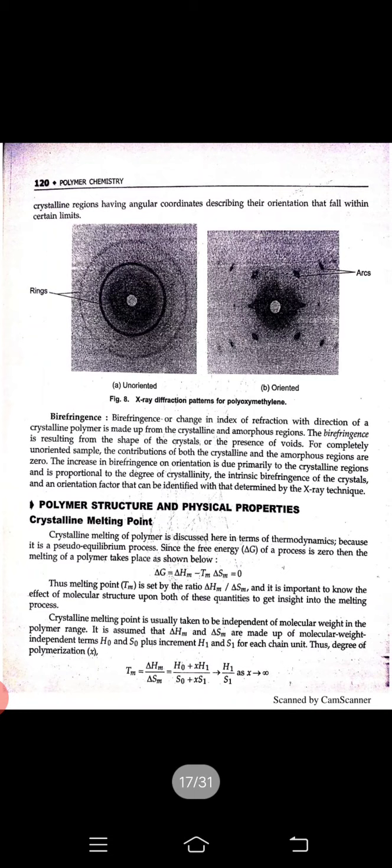The degree of orientation can be measured in terms of distribution functions. These functions describe the amount of material occurring in crystalline regions having angular coordinates, describing their orientation, that fall within certain limits. This is the unoriented and this is the oriented. Unoriented shows rings, but oriented shows arcs. There are no rings here; it shows arcs.